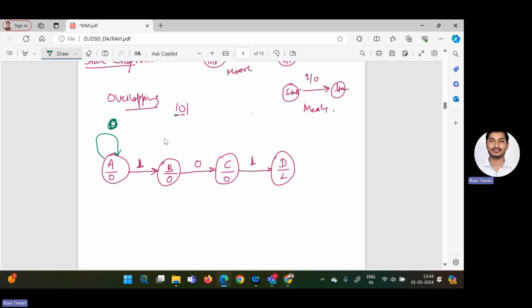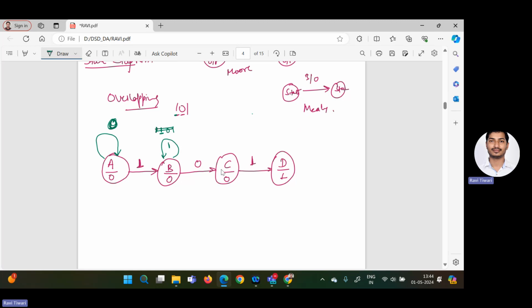Now, for example, you are in the state B, that means I have a single bit correct. If I receive 0, I will move to the state C. But what will happen if I receive 1? If you are receiving 1 also, that means I have a single bit correct because after that I want only 0, 1 for the correct pattern, right? So here I can say if you are getting 1, you have to remain in the state B because B is the single bit correct state.